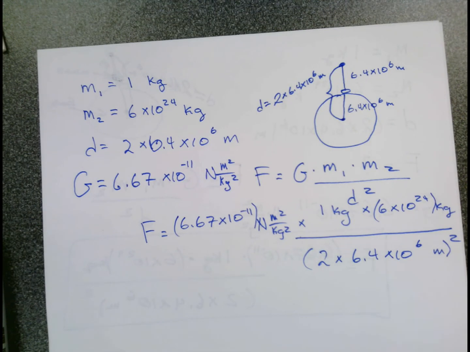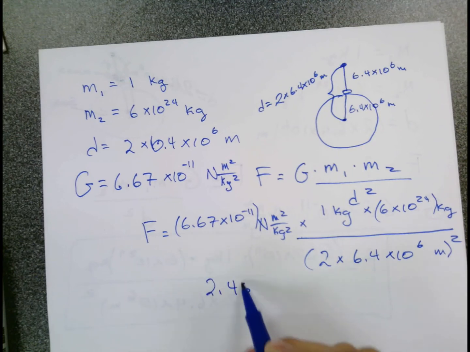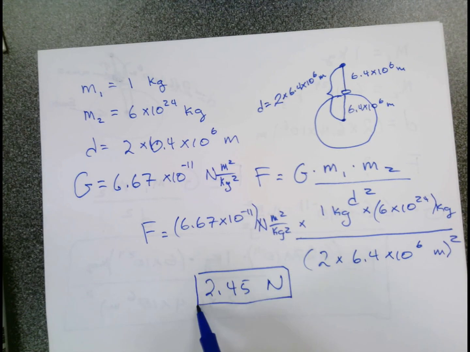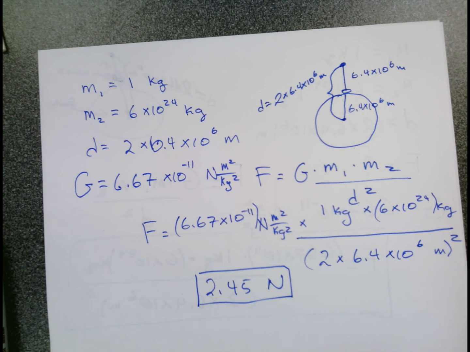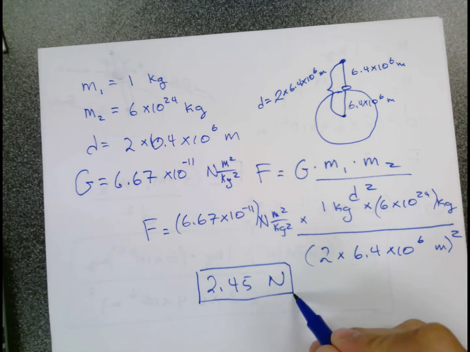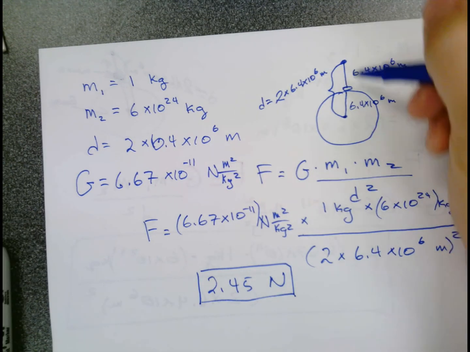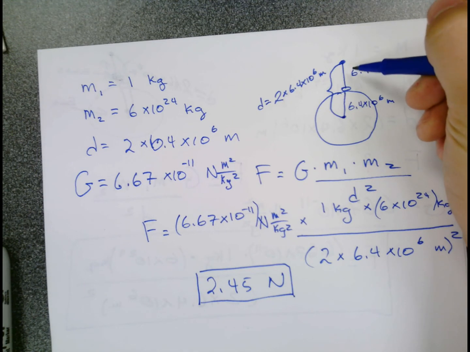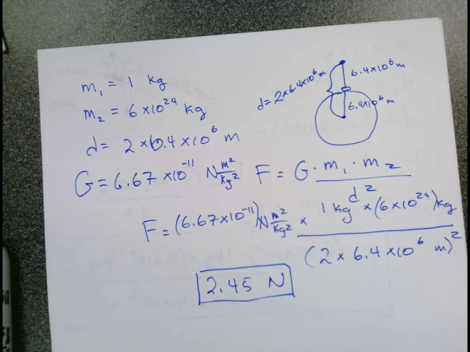If you plug it into the calculator and look for a final answer, the final correct answer for number 2 is around 2.45 newtons. And if you compare this with the answer to number 1, which is 9.77, this is about 1/4 of the force. So if you're increasing the distance by 2, you're decreasing the force by 4. That's the inverse square law, which I will cover in another video.